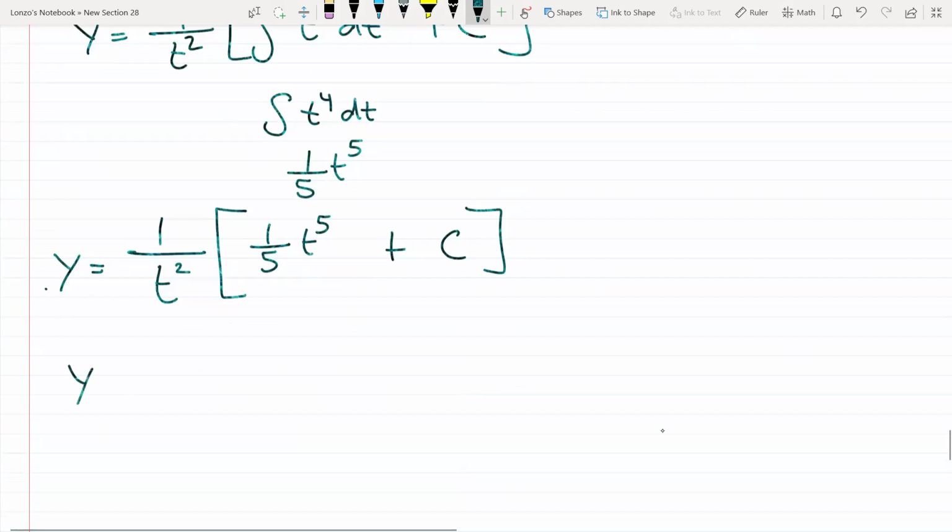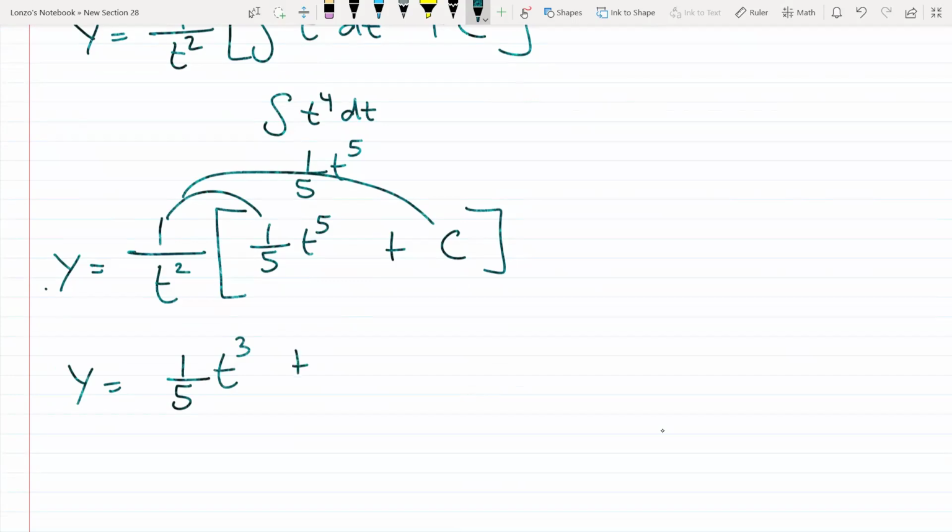So that's y equals 1/5. t to the fifth over t squared is t cubed. And then don't forget, you have to distribute this c. That's going to be c times 1 over t squared.